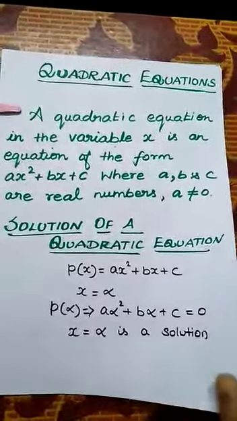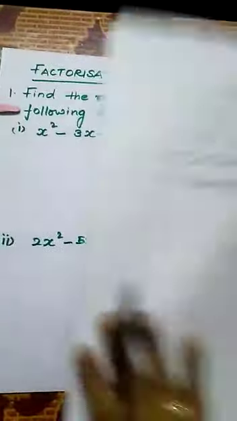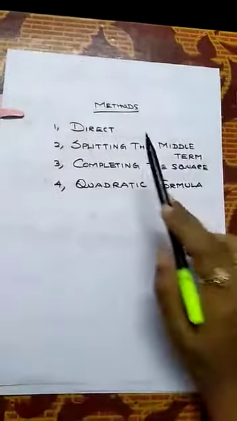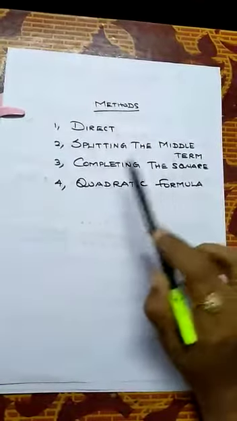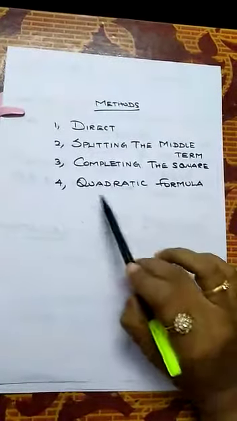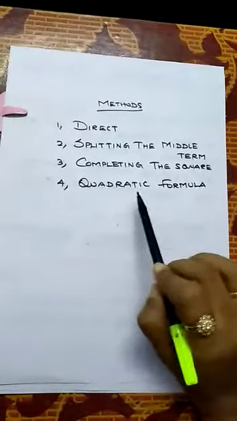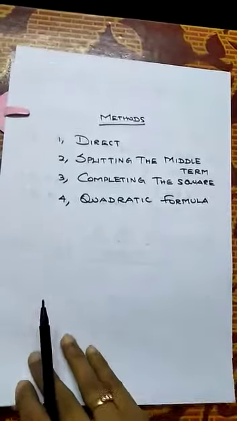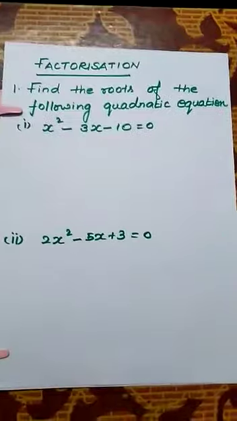We have to solve the quadratic equation using 4 methods. The first method is the direct method, the second one is splitting the middle term, the third one is completing the square, and the final one is using the quadratic formula. First I am going to explain the direct method.